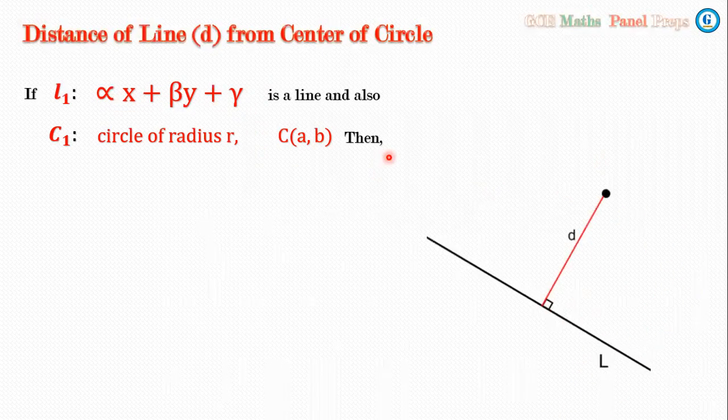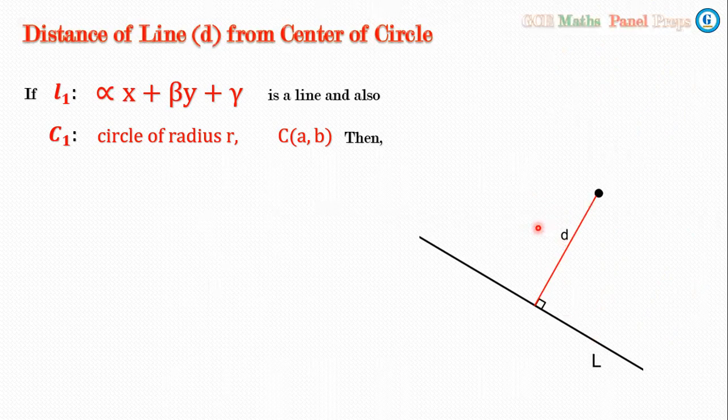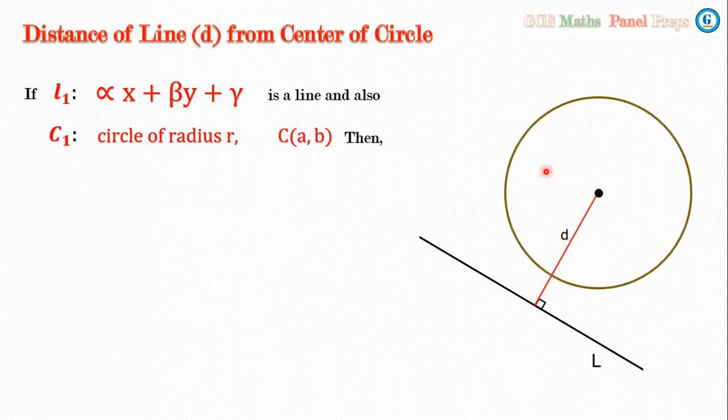Okay. So let us look at this line. This is it. Let us discuss it. So this is a circle. The center is (a, b). And we have this line that is far away from this circle. The line is L.